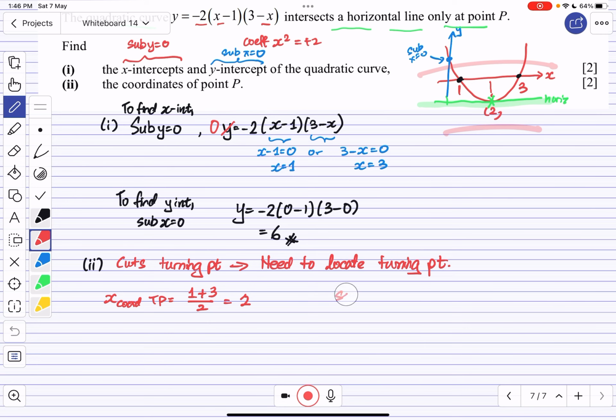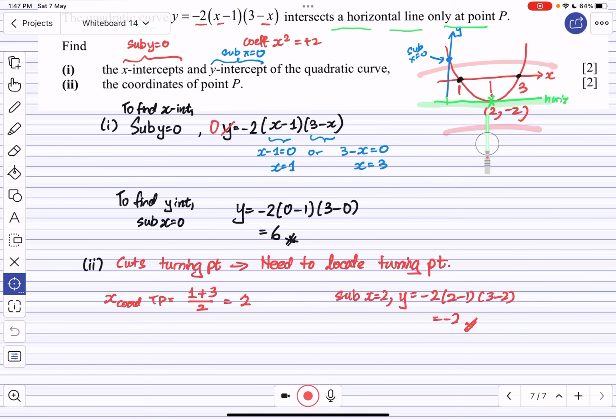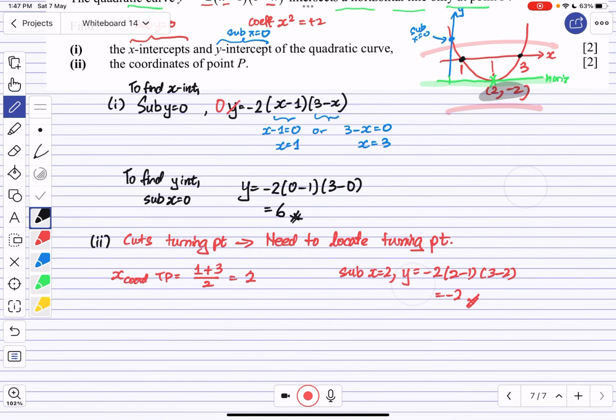Now I substitute this in. If I substitute x equals to 2, then y will be -2(2 minus 1)(3 minus 2), which gives us -2. So this is the y-coordinate of the turning point. So you notice that I take x equals to 2 and substitute it into the curve, because at this point x equals to 2 lies on the curve, when I substitute in, I can find the y value. Okay, so that's the coordinates on the curve. So the coordinates of P is none other than (2, -2). Okay, thank you.